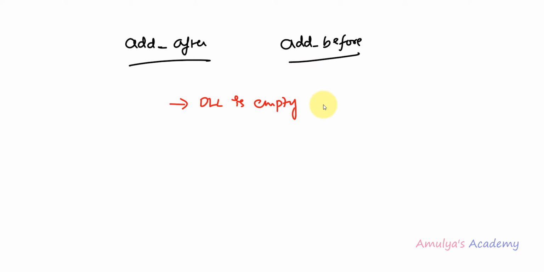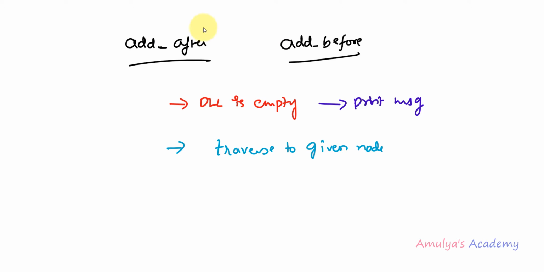If it is empty, print a message. If it is not empty, then traverse to that position. Traverse to the given node. In my program, in both these methods, I'll take x as the given node. So I need to traverse to x here. Go to that mentioned node. Then in the add after method, add the new node after x, and in add before, add the new node before x. So these are the steps we need to follow while writing these two methods.